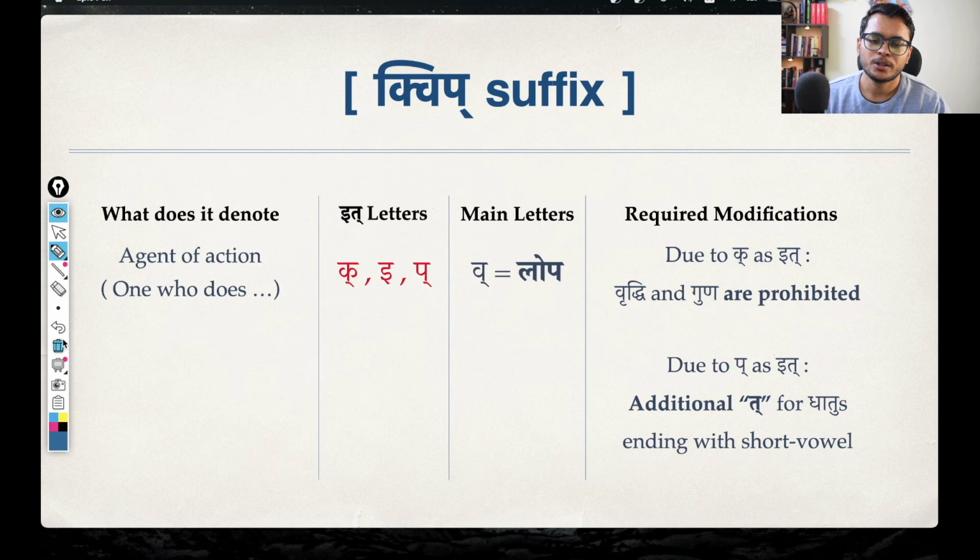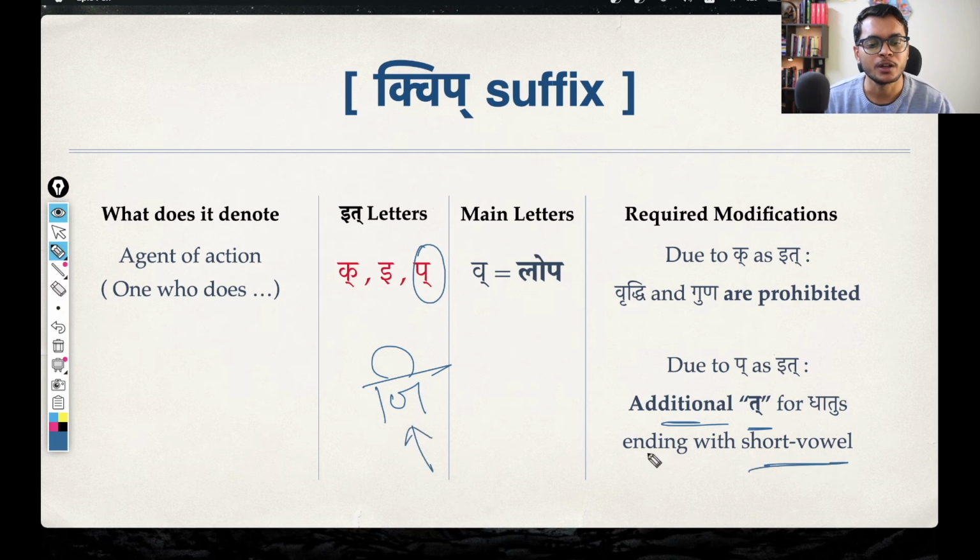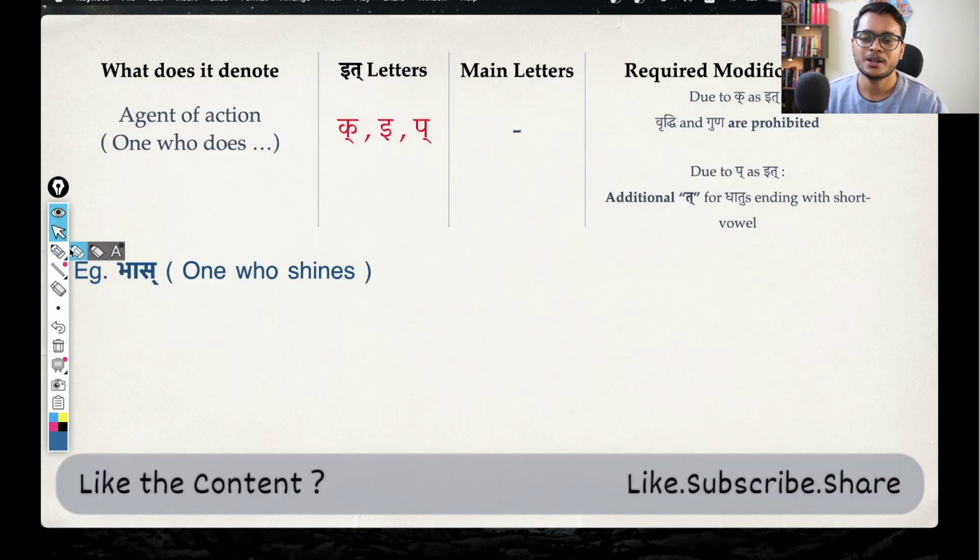And then one more thing: if you have a pa as an it letter, then due to this pa as an it letter, an additional ta comes for dhatus ending with a short vowel. Basically it means that if you have some dhatu like say gi, since this dhatu is ending with a short vowel, after this gi you will have this ta. So an additional ta will come in between the dhatu and the pratyaya. This is what pa as an it letter indicates. But anyways, now let us see the example.